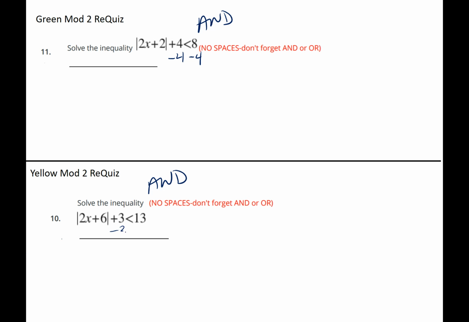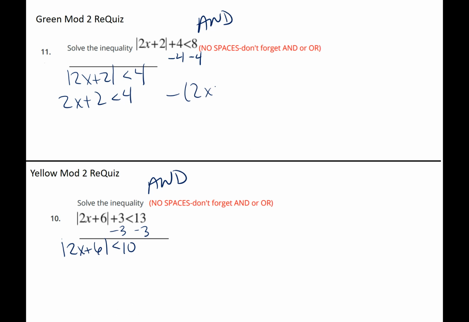On this one, we're going to subtract the 3. So here we have absolute value of 2x plus 2 is less than 4. And this one is absolute value of 2x plus 6 is less than 10. Now we split it into a positive expression and a negative expression.